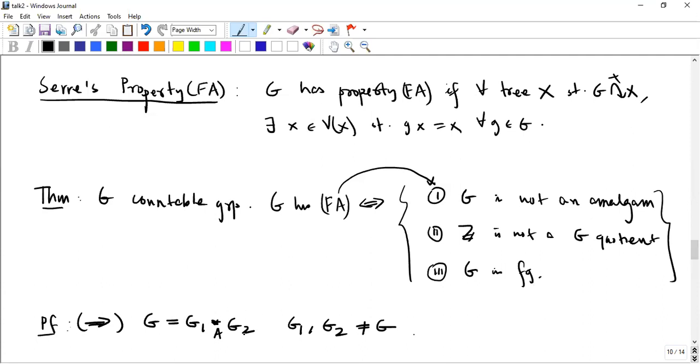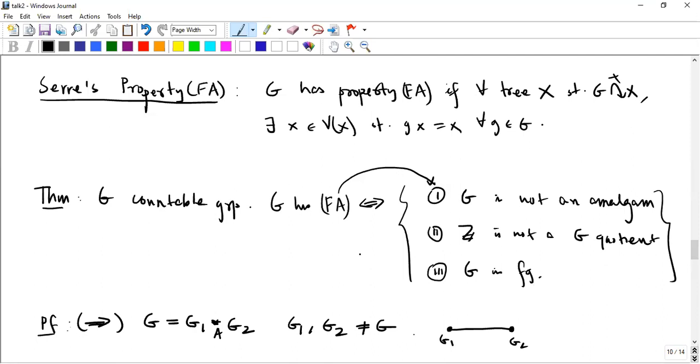Stabilizers of each vertex are exactly G1 and G2, right? When I get from the amalgam to the tree, the stabilizer of each vertex is either G1 or G2 because the fundamental domain is this, right? And every vertex, yeah. So there are no fixed points of the action. So it is not free, but indeed there are no fixed points. So that was correct. All right.